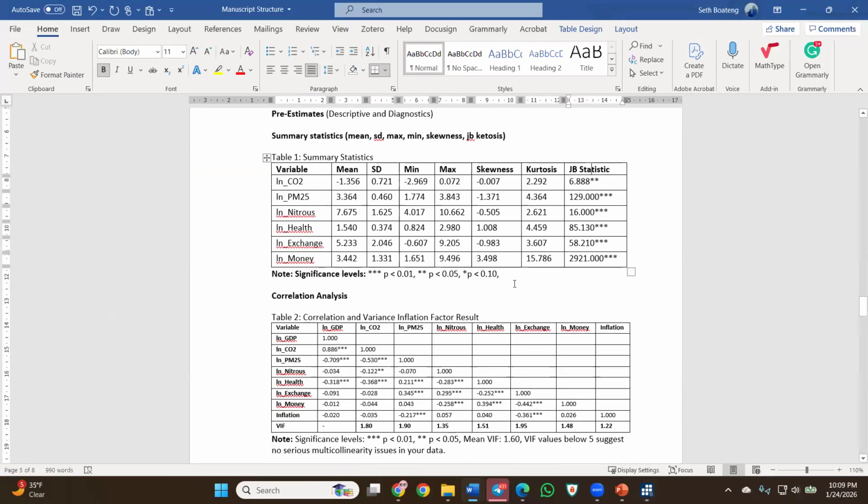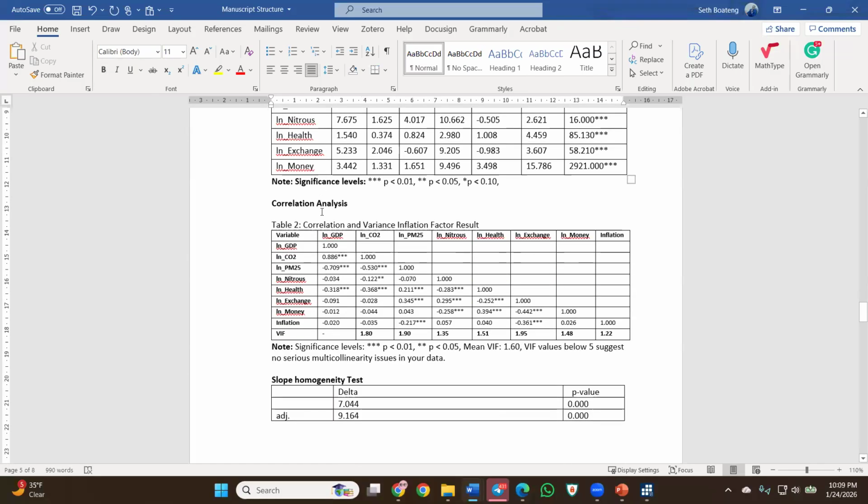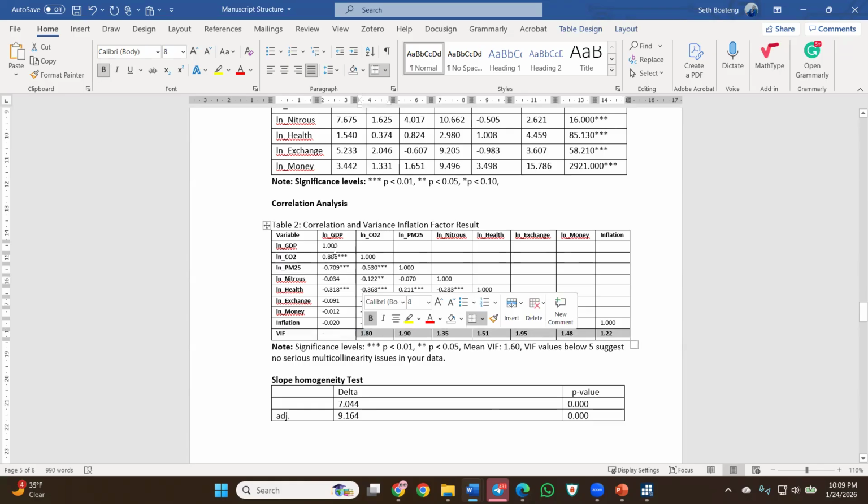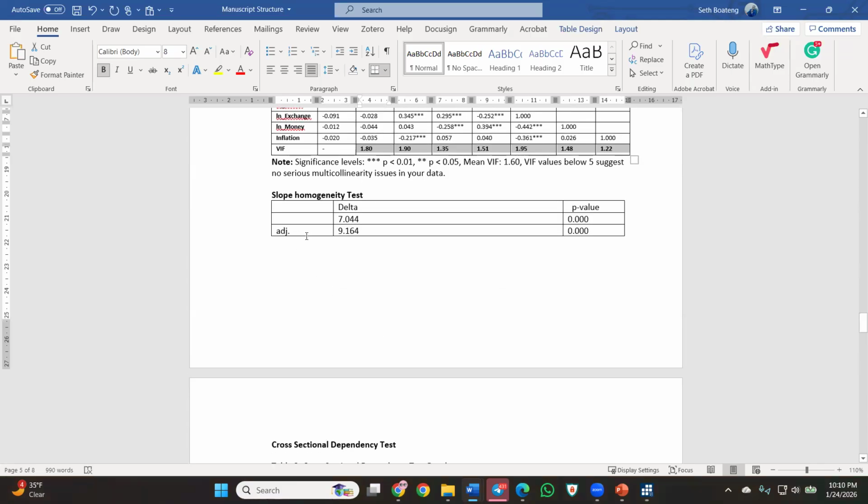I showed how you can easily use AI to create a table and present your work nicely. So you can see that I have the summary statistics, I have the correlation, and under the correlation you can add the VIF. So you see that CO2 has a VIF of 1.8, PM 2.5. Each of the variables has its correlation values and then the VIF under it. And also we have the slope homogeneity test.